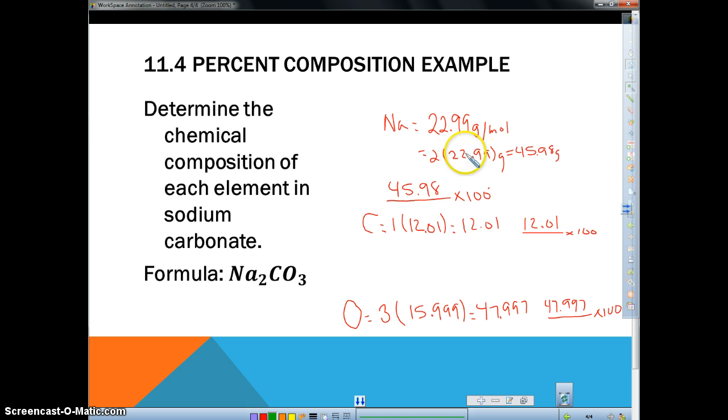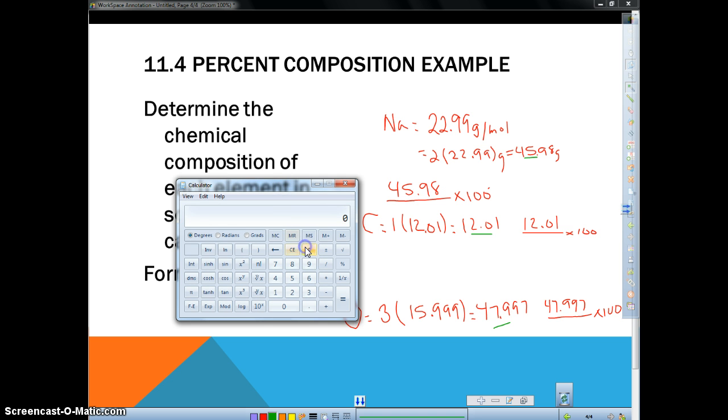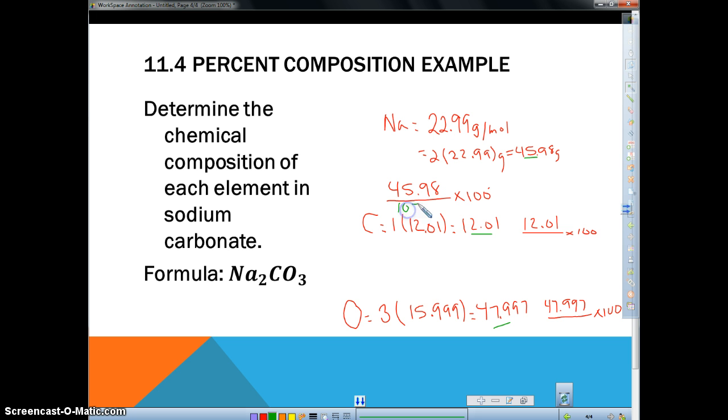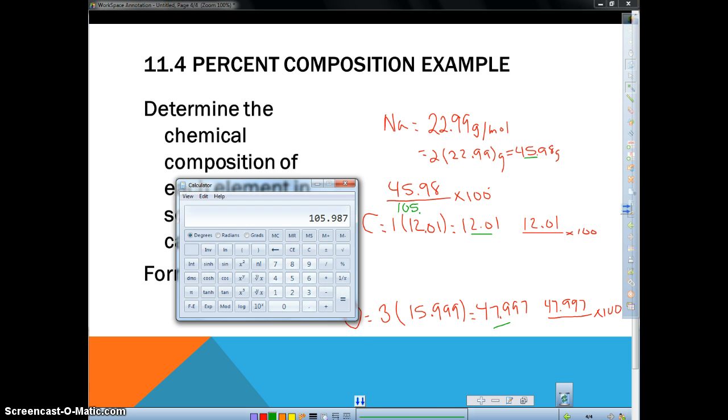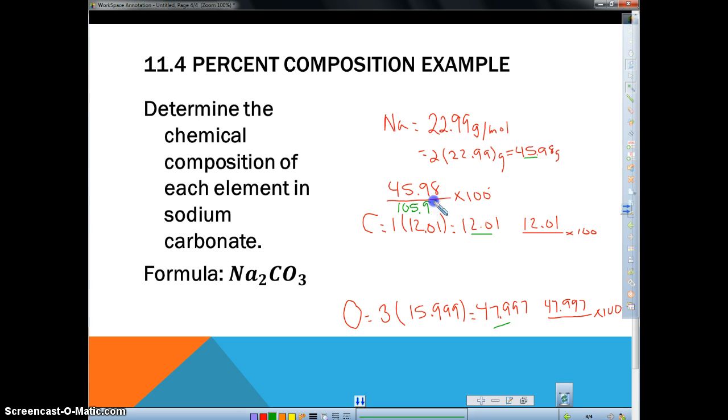Now I've figured out how much each element contributes. So the molar mass is just the total of those things. I'll take each of these numbers and add them together: 45.98 plus 12.01 plus 47.997. My total molar mass, adding up each of these individual masses, is 105.987. Then I'll multiply that by 100.